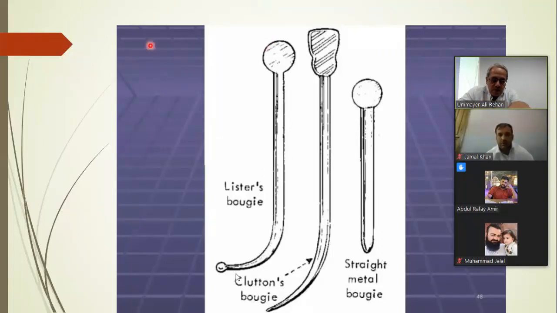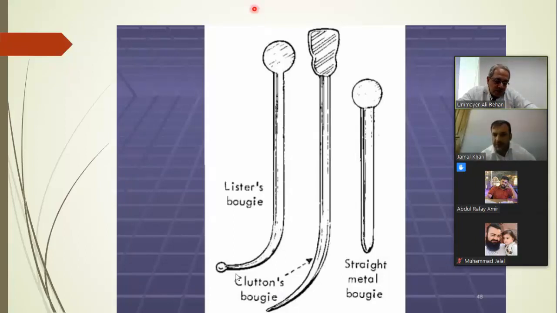So when one has to introduce it in a male urethra, there has to be an imagination in your mind that the male urethra has curves in it. There is an acute angle deviation when it crosses the pelvic diaphragm.